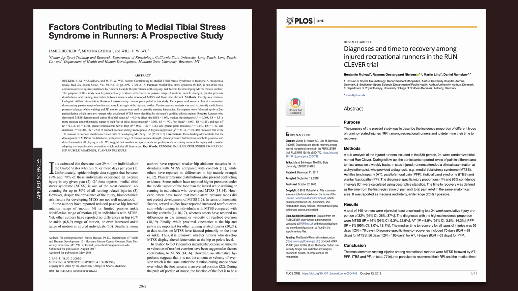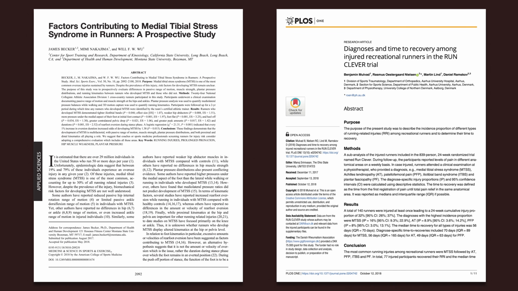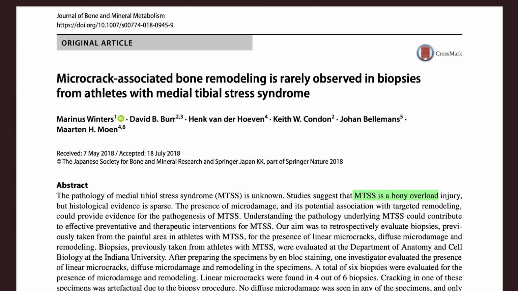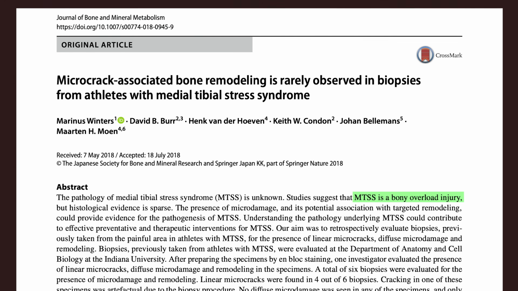Papers by Becker et al. and Moen et al. in 2018 show that medial tibial stress syndrome is the most common running-related injury, but the exact nature of the condition isn't well understood. Recent research by Winters et al. in 2018 suggests that it may be a bone overload injury.